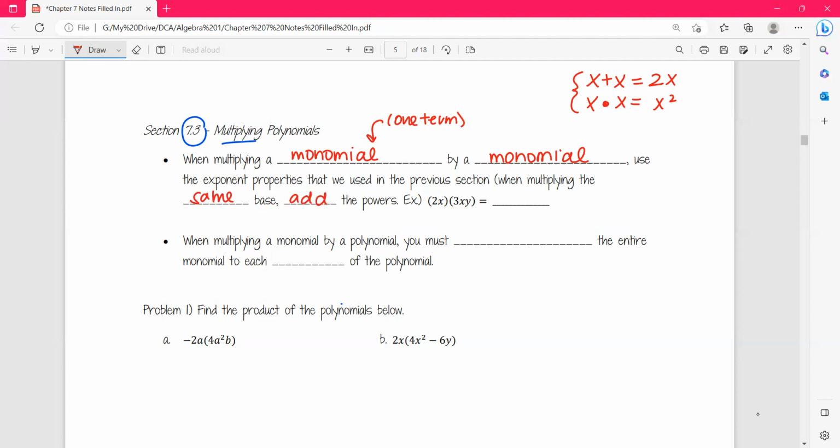Here's an example. So look for your like terms. 2 times 3 gives me 6. Then I've got x times x. That's what we just talked about, x squared. And there's only one y, so we keep the y.